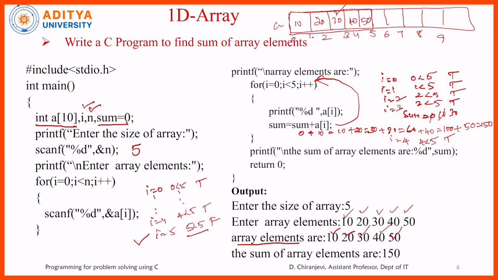After that again you update I plus plus. Now this time I value is 5, and 5 less than 5 is false. So by the time you got the sum value, that is 150. Because this condition is false when I value is 5, control will come outside the loop. Outside the loop you are printing the sum value. The sum value is 150, so it will print "the sum of array elements is 150".